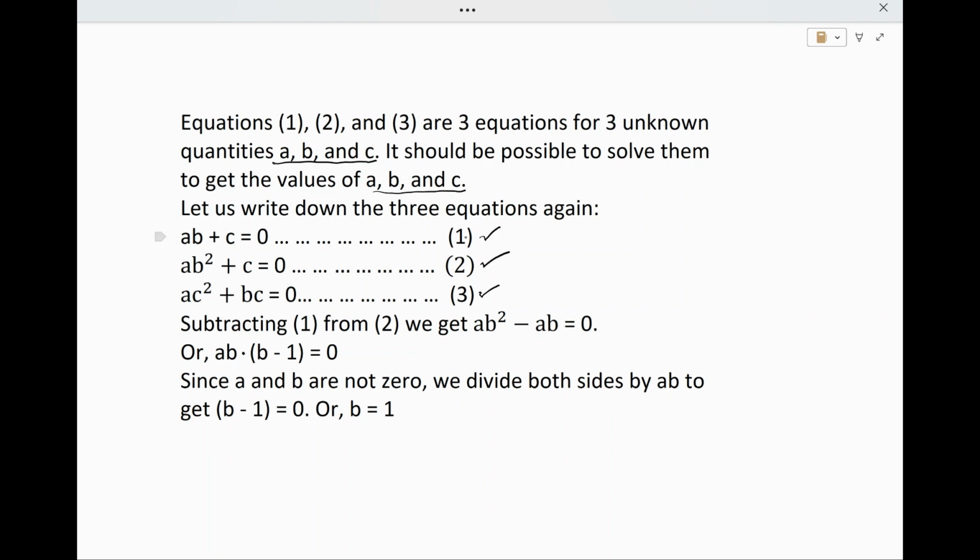Subtracting equation 1 from equation 2, we get ab² − ab = 0. Or if you take ab common, then ab(b − 1) = 0. Since a and b are not 0, we can divide both sides by ab, and we get b − 1 = 0. Therefore, b is equal to 1.